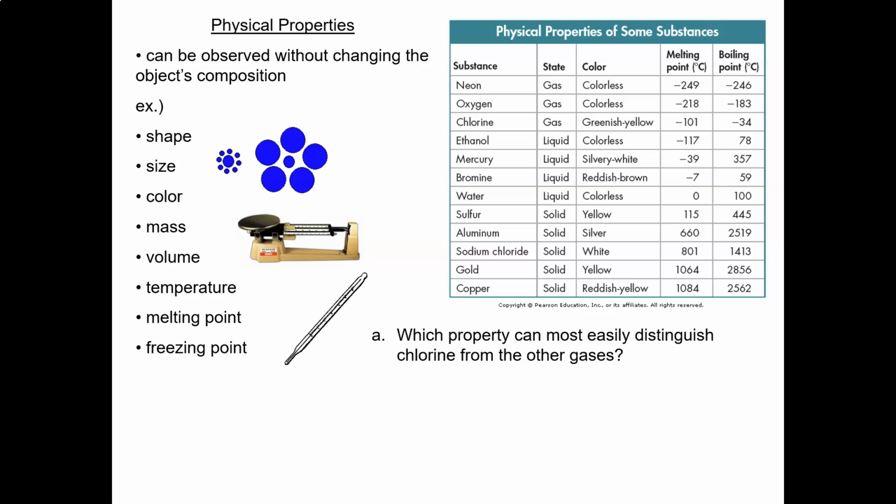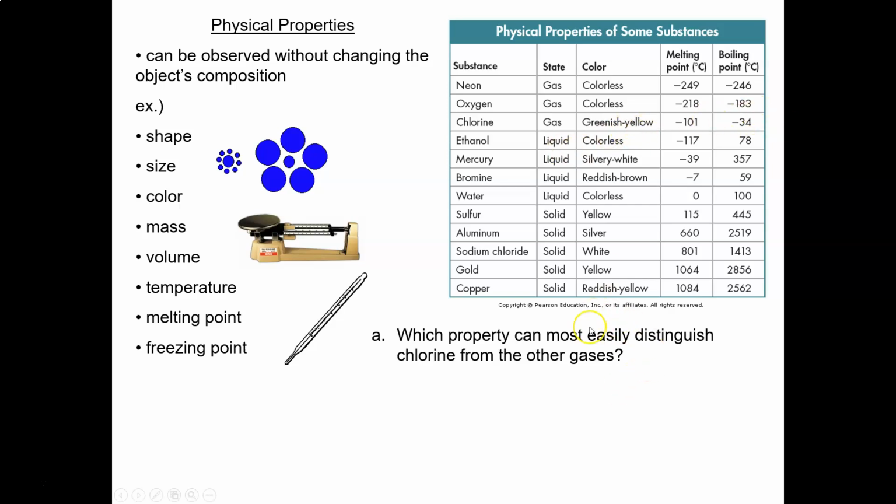Which property can most easily distinguish chlorine from the other gases? So I want you to take a moment and take a look at chlorine. Chlorine, it says, is a gas. It's greenish yellow. It has a negative 101 melting point and a negative 34 degrees Celsius boiling point. Which property can most easily distinguish chlorine from the other gases?